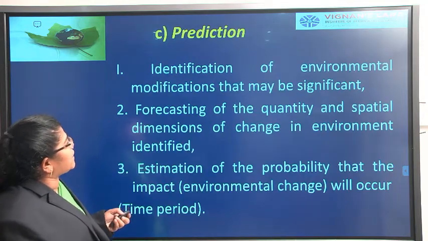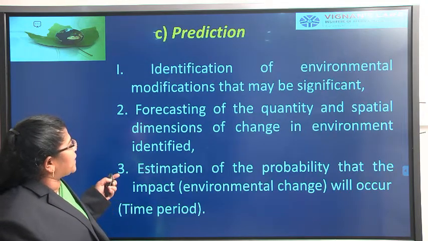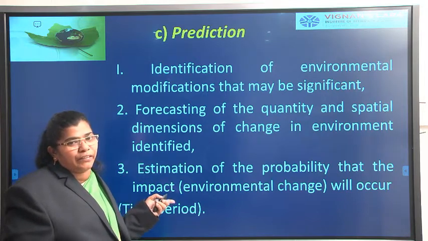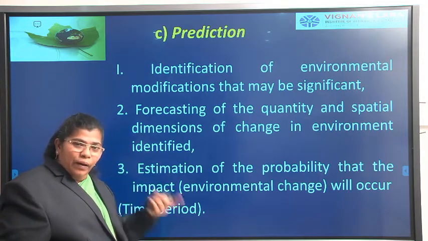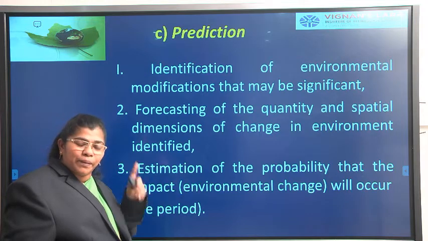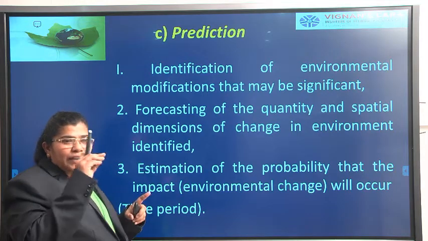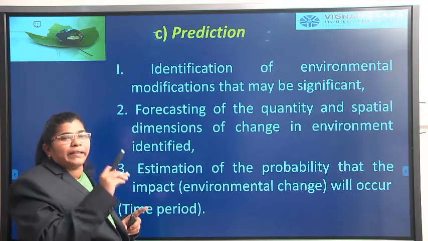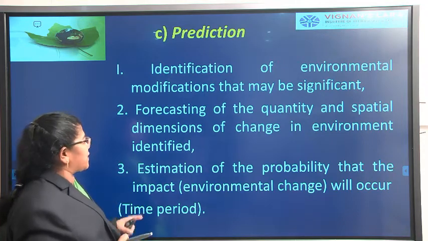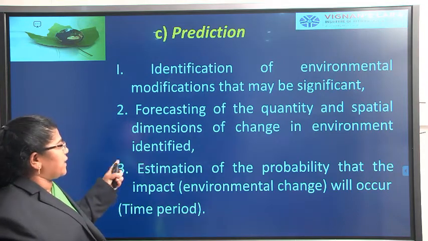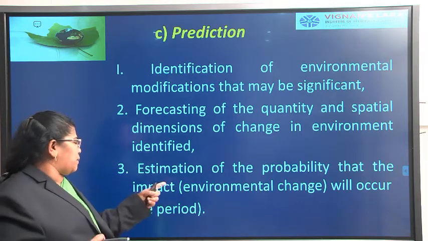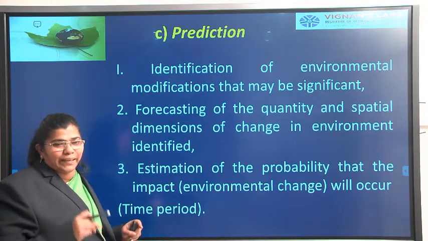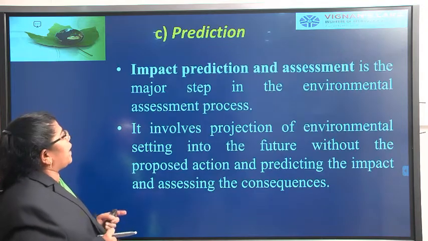So the next one is the prediction. After identification, we have to predict whether this is possible, whether we can go in for this project, whether this project will be successful or not, right? Identifying the problems, and after that predicting what will happen if the problems exist. So the quantity and spatial dimension change in the environment will be identified, and the probability of the impact established. That is the main thing that we will be predicting.